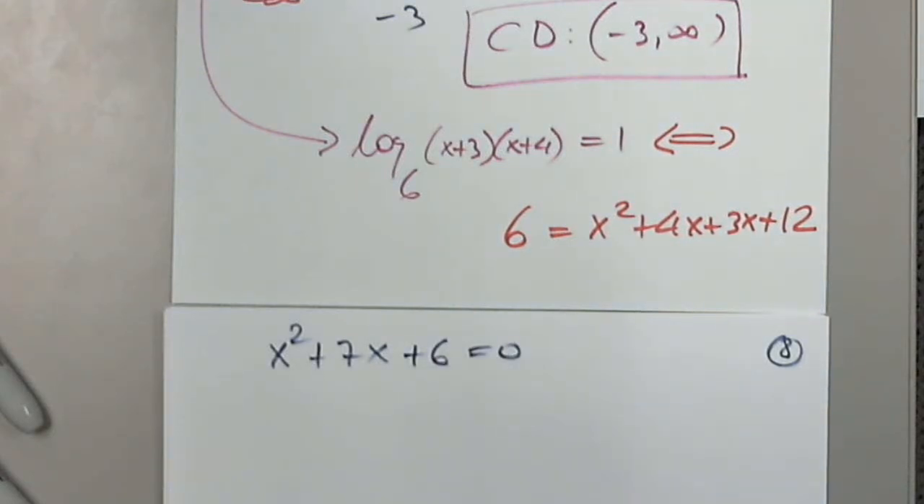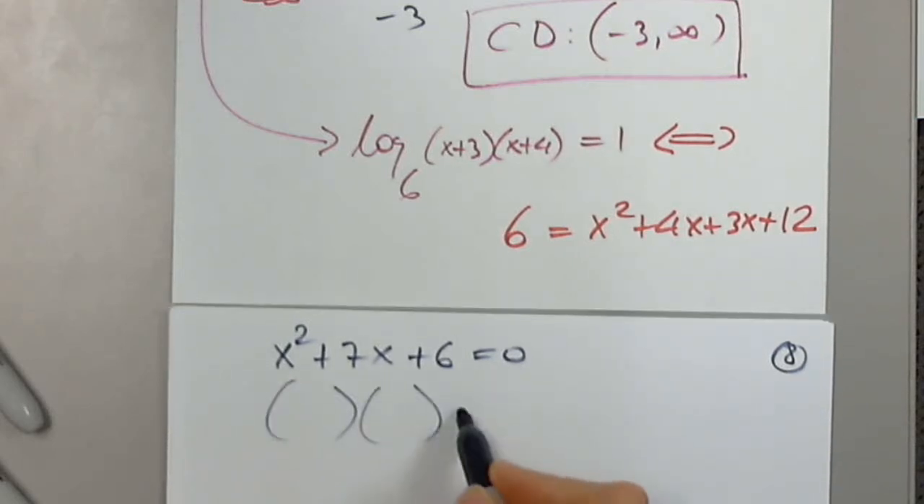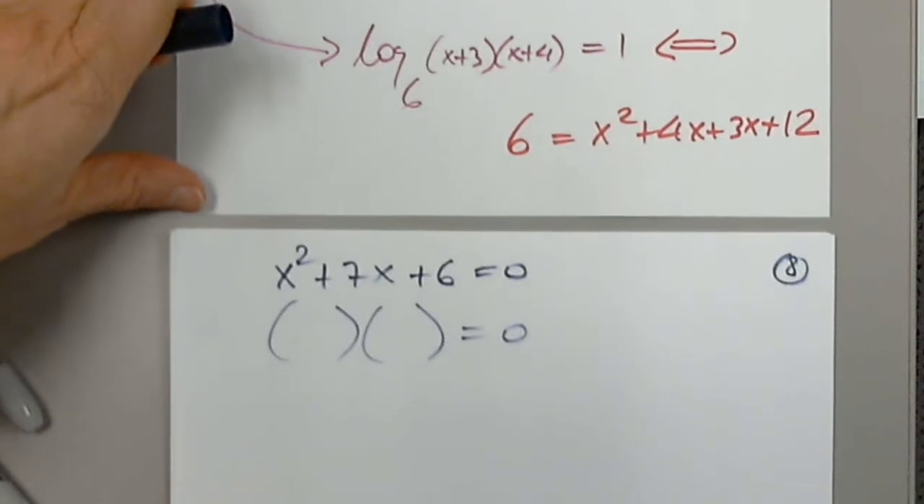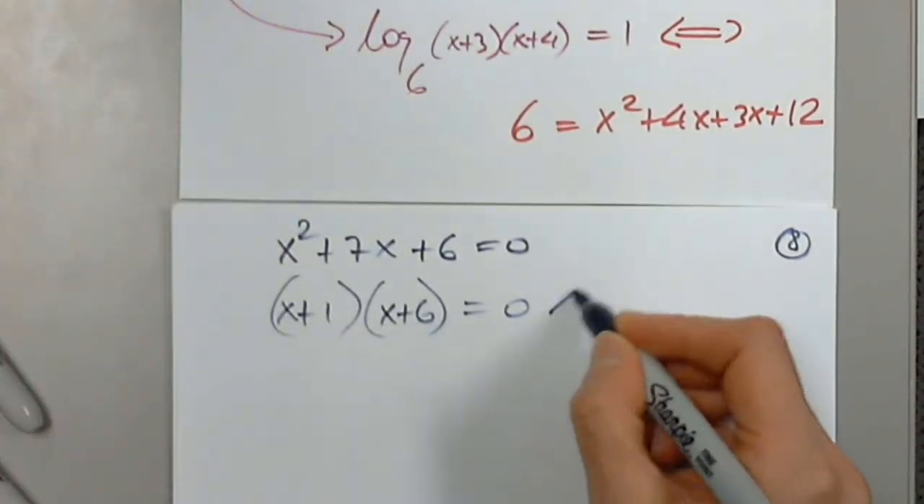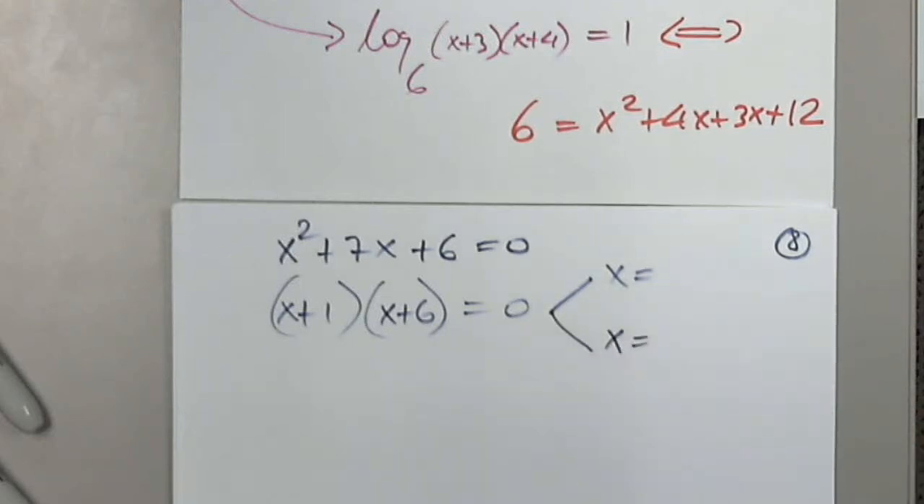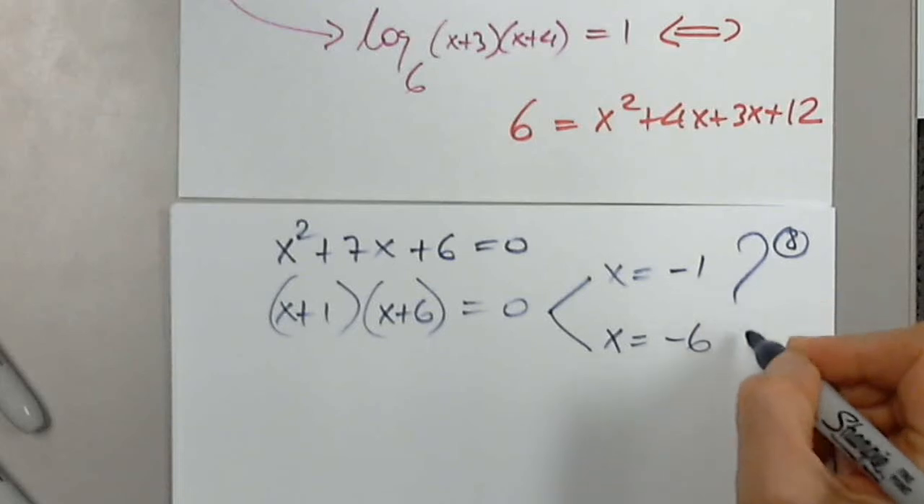Very good. When I solve a quadratic equation, I have to have it set equal to 0. Good. And then what will be the next step? Factor. Yes. I'm ready when you are. X plus 6, x plus 1. Good. So there are two possibilities for x. -1 and -6.